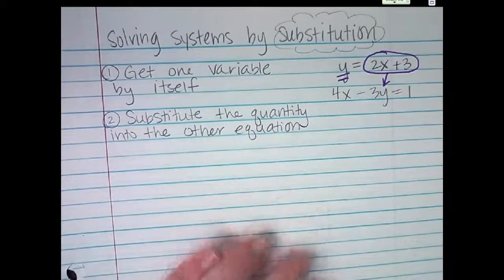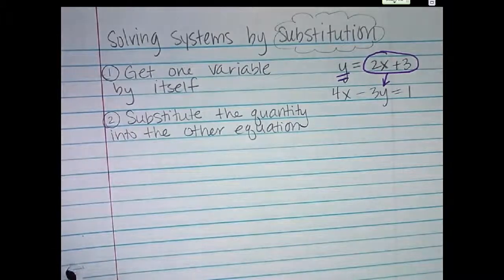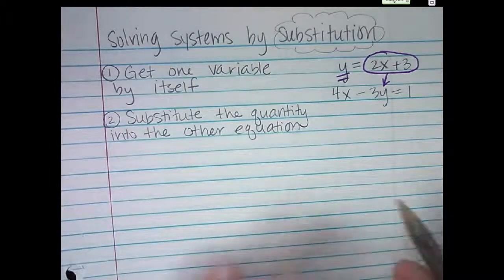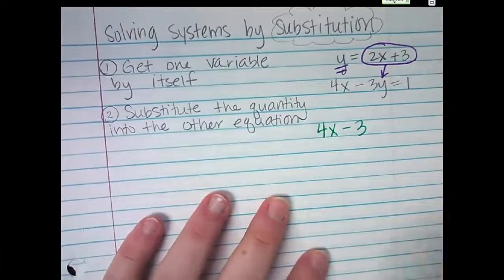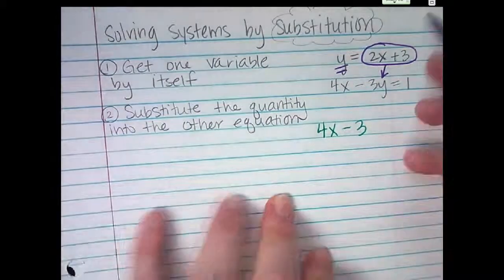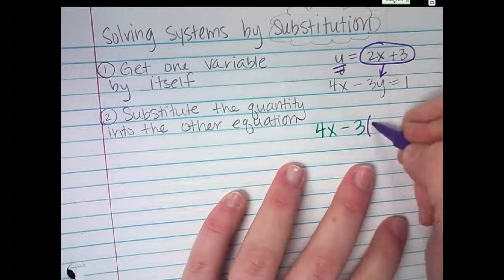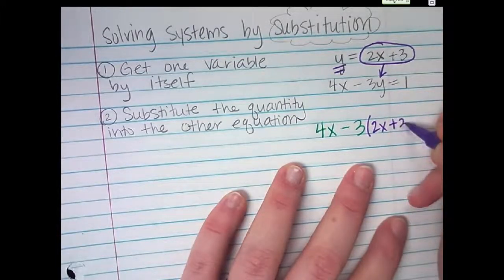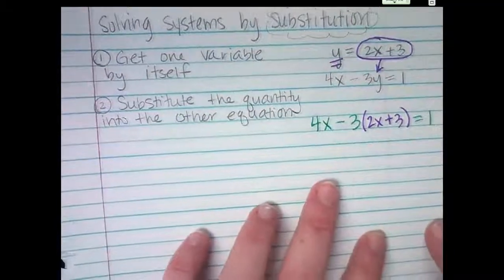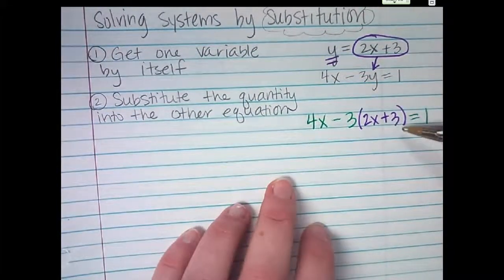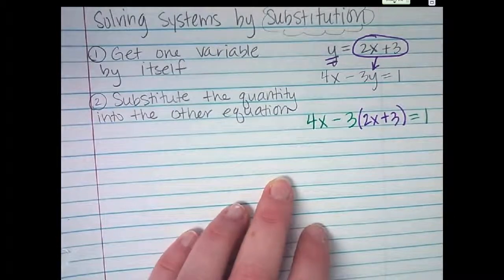So we're going to write that out. So I have 4x minus 3. Okay, so that's from the original equation. But then, instead of putting a y, I'm going to put what y equals, which is 2x plus 3, equals 1. So same exact equation, but in for the y, I put 2x plus 3.